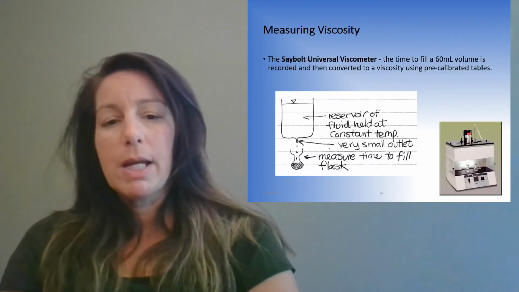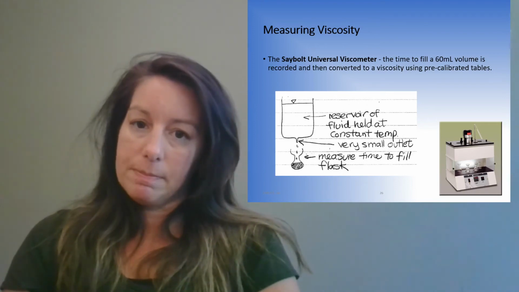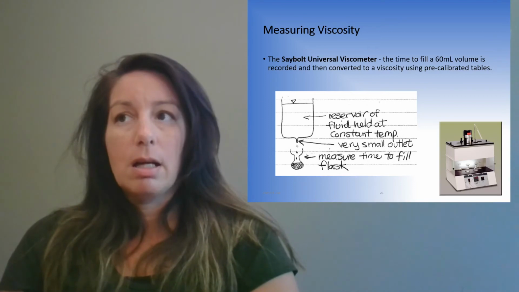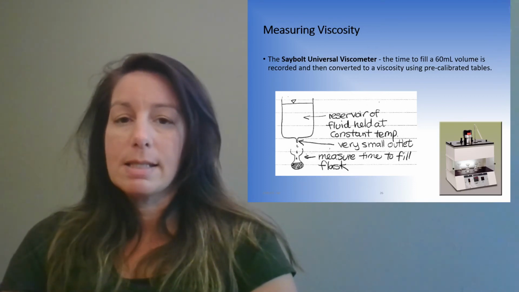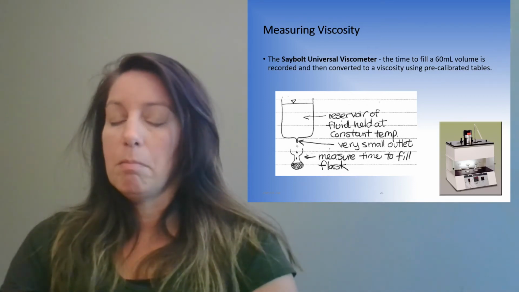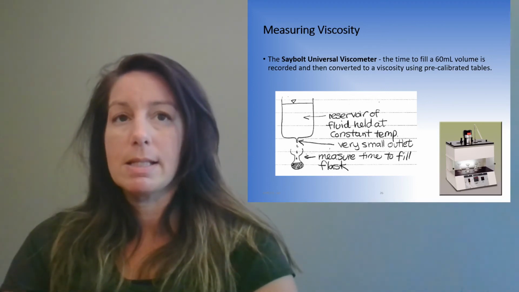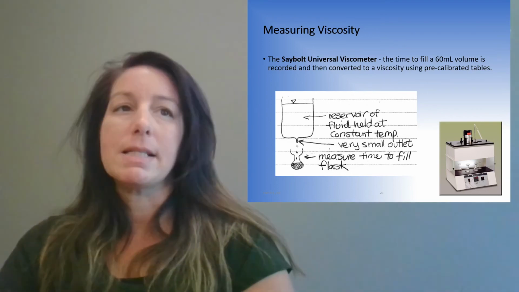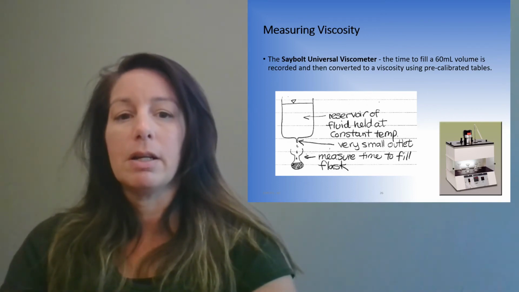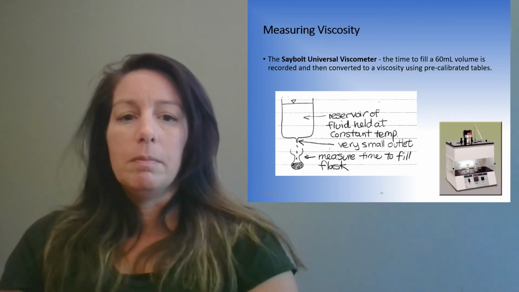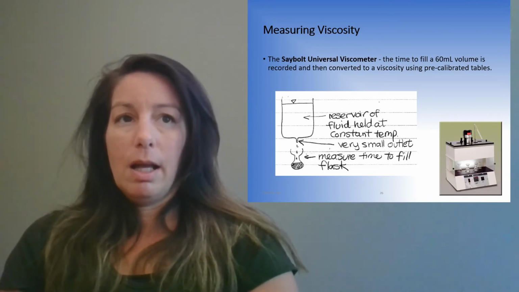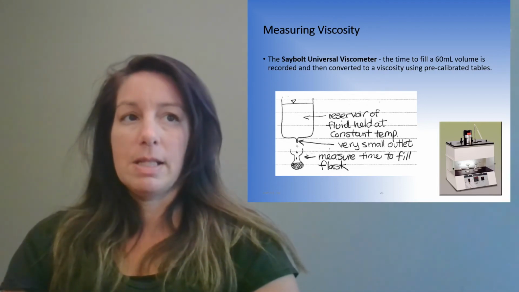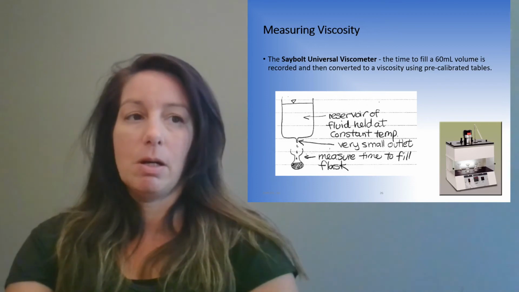So how do we go about measuring viscosity? Here's one way. These are usually set out by different testing bodies. They tell you how to do this. One of them is the Saybolt Universal Viscometer, and it's basically a time to fill a 60 milliliter volume, and then it's recorded and you convert that using pre-calibrated tables.